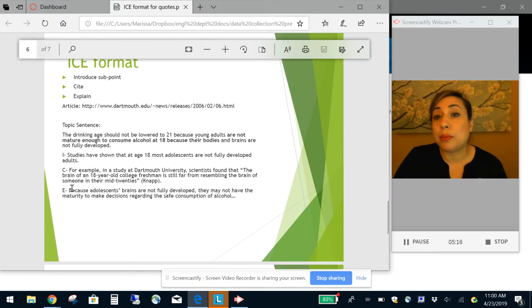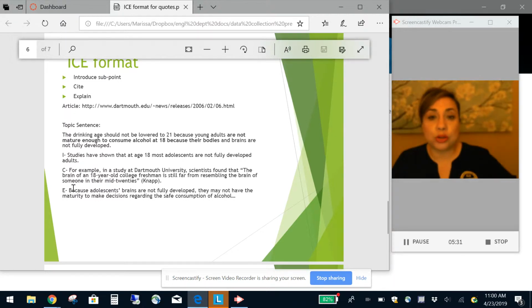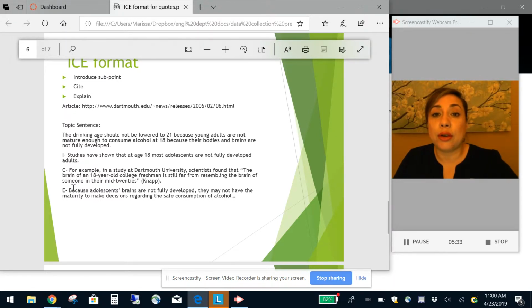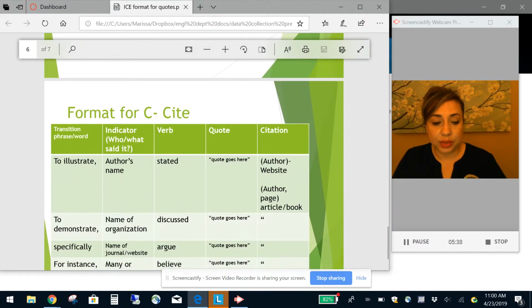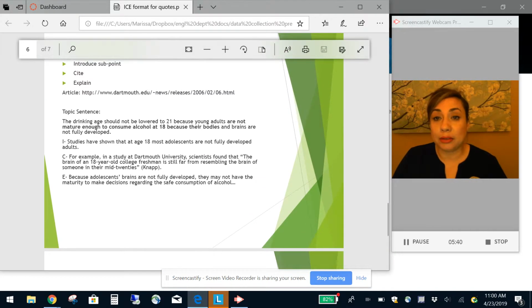They may make poor decisions. They may act on impulse. These decisions may have dire consequences, not just for them, but for others if they were to take the wheel or get behind the wheel after a night of drinking. And so again, you are going through and showing how they are not mature enough to consume alcohol. Okay. And that's just one ICE.